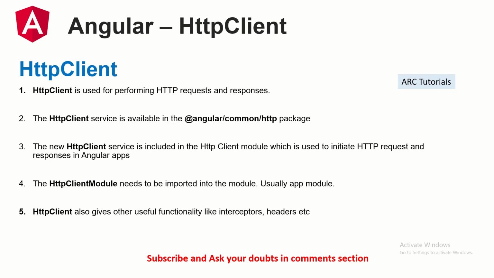A quick word on HttpClient for our friends who are joining us new. HttpClient is used to perform HTTP requests and responses. The HttpClient service is available under the package @angular/common/http. To work with HttpClient, we need to import a module called HttpClientModule. Mostly we will import it into the app module. HttpClient provides us with other useful functionalities like headers, params, interceptors, response type, etc. We will learn all about that in today's episode along with the HTTP delete method.